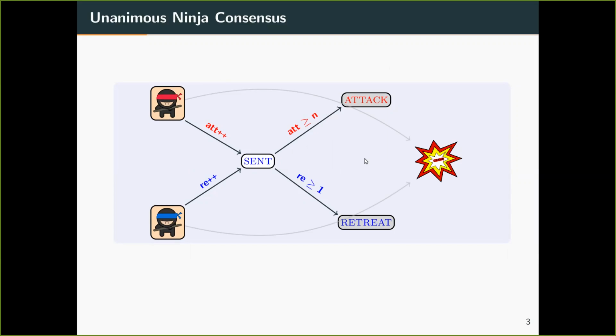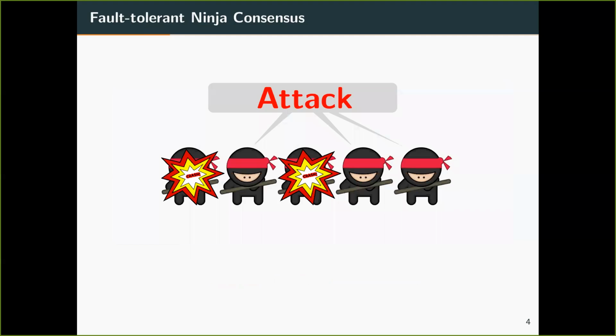In this talk, we will only restrict ourselves to safety properties. A possible safety specification for this task is the following: we require that if at least one ninja moves to the attack state, then no ninja goes to the retreat state. This task we call the unanimous ninja consensus problem, because it requires a unanimous consensus in order to attack. Okay, so let's consider a weaker version of the problem.